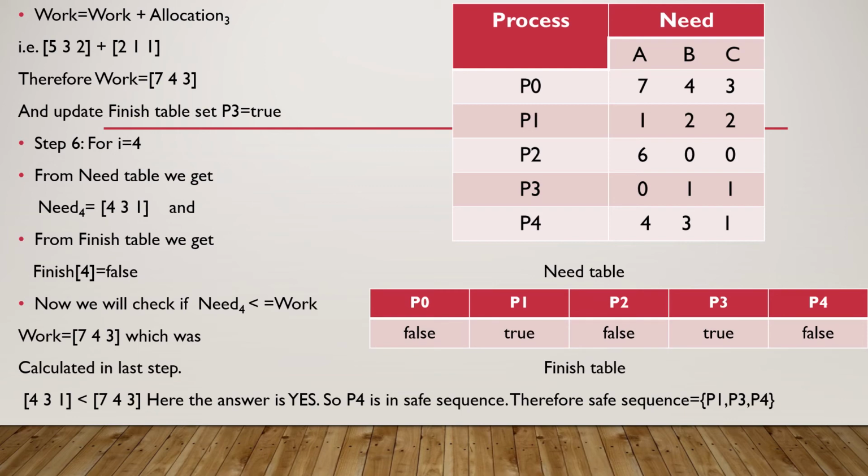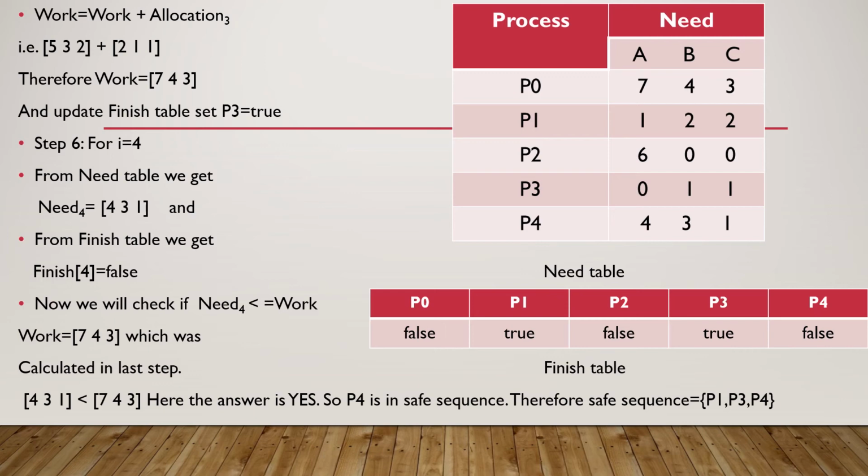Now we have allocated the resources to P3. P3 has done its work and it will give its allocated resources back to the system. So we will take the allocation of P3 from the allocation part of the given values and add that to the work. So the work values will become 7, 4 and 3, and we will set P3 equal to true because we have taken P3 in the safe sequence.